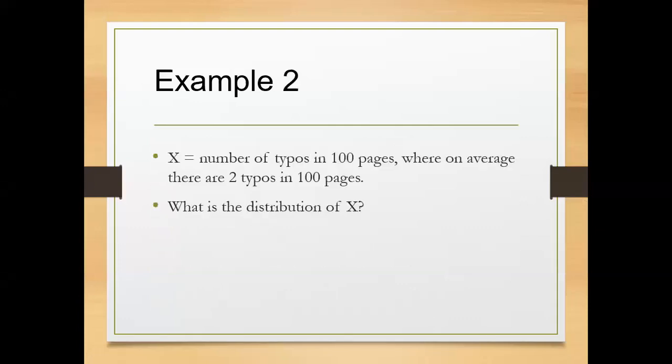Now example 2. X is the number of typos in 100 pages, where on average there are 2 typos in 100 pages. What is the distribution of X? Well, it's the Poisson distribution. So number of typos in 100 pages, average of 2 typos. It's going to be the Poisson distribution with parameter lambda equal to 2.